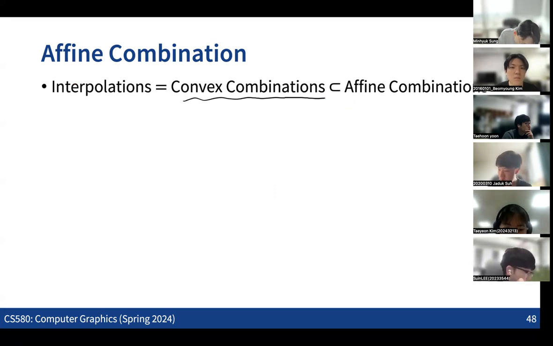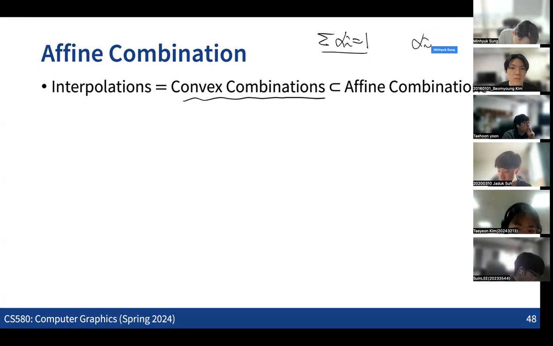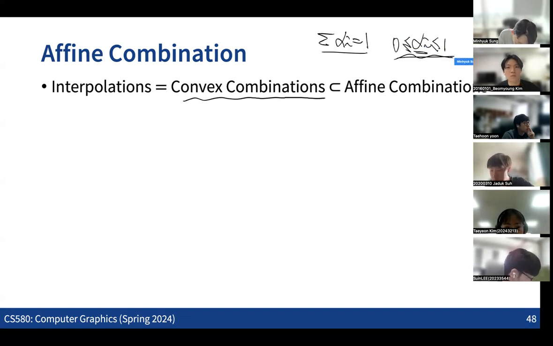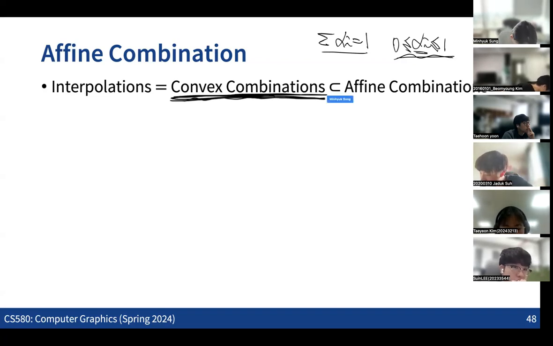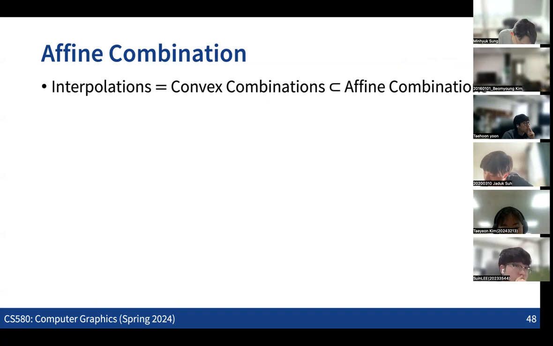So even if we do not have the constraint that the sum of the weights is 1, we also have a constraint that the weights should be in the range of 0 to 1, right? For the barycentric coordinates, we cannot have a negative weight or a weight greater than 1. So this is a subset of the affine combination, which is called the convex combination. Which means that all the interpolation that we are calculating is a part of the affine combination, right?